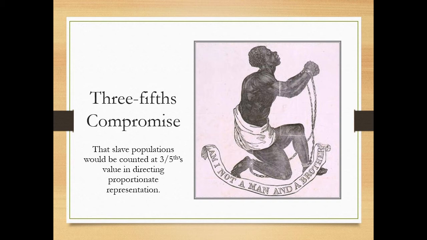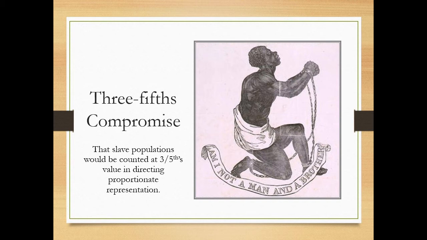If Virginia has 40% of the population of the United States of white free inhabitants, but they have 50% of the population if you bring in everybody, including the slaves, then, according to Virginia, they should have 50% of the representation in the lower chamber. You should include the slaves as population. The northern states, the smaller states, were aghast. They didn't have slaves, so this just meant that the juggernaut, the super large states, would only be that much more powerful in the lower chamber.